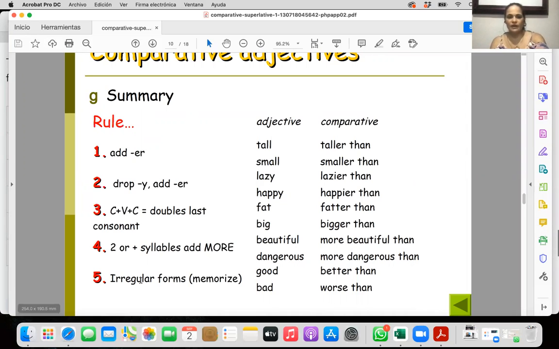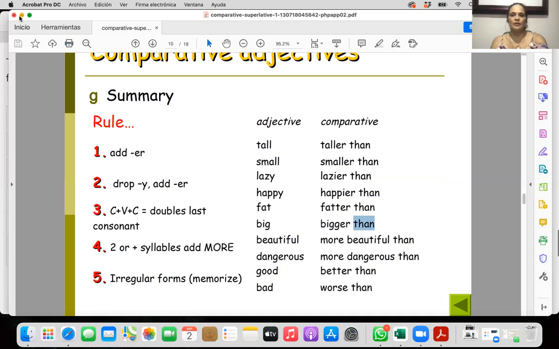And rule number 5, we have irregular form adjectives, which we have to memorize. They're only 5 or 6. Good changes to better and bad changes to worse. And very importantly, we shouldn't forget that all comparatives have to have the comparative word than. So practically that's the rule. Those are the 5 rules for comparative adjectives.